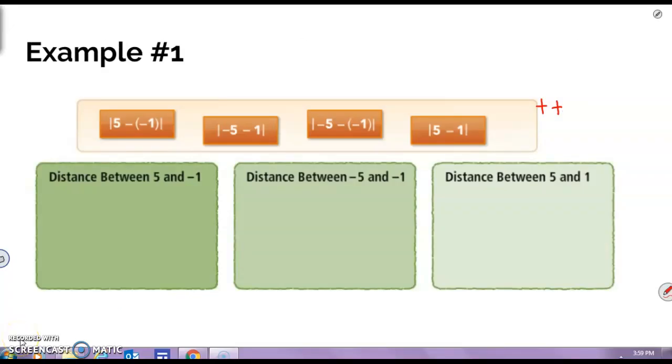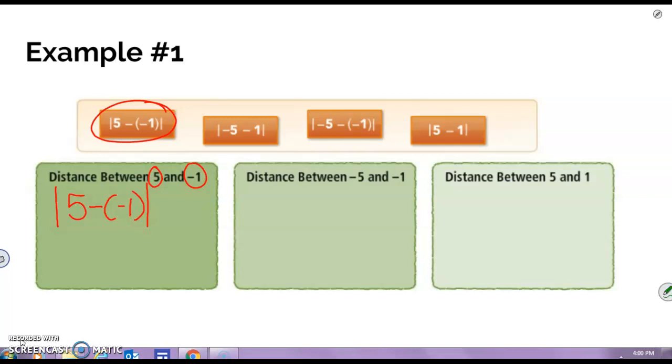Let's look at this example. We're going to determine which of these absolute values fit in these different distance problems. So the first one says distance between 5 and -1. So we have to have 5 and -1 in our problem. The correct answer would be this one, the absolute value of 5 minus -1.